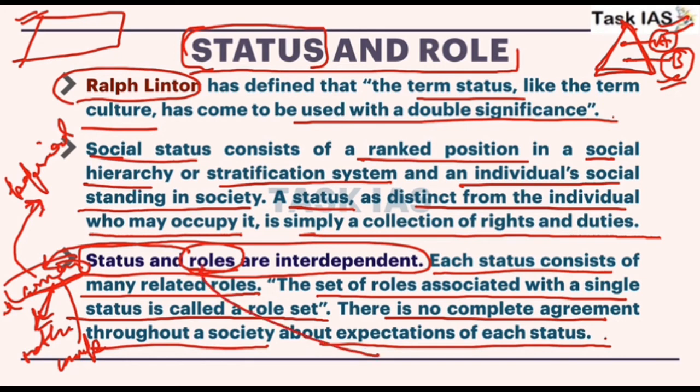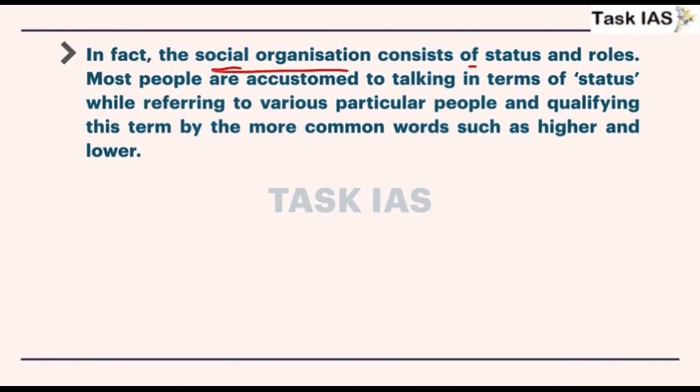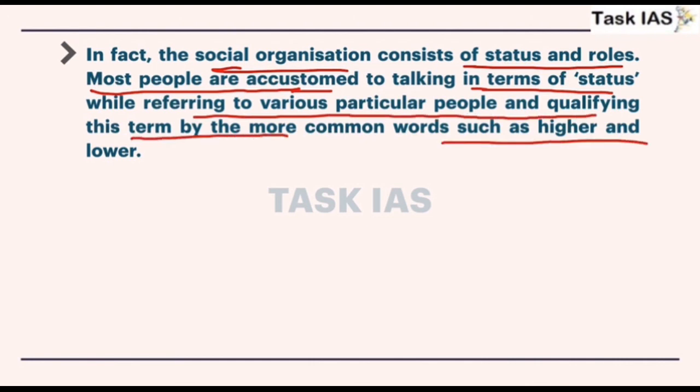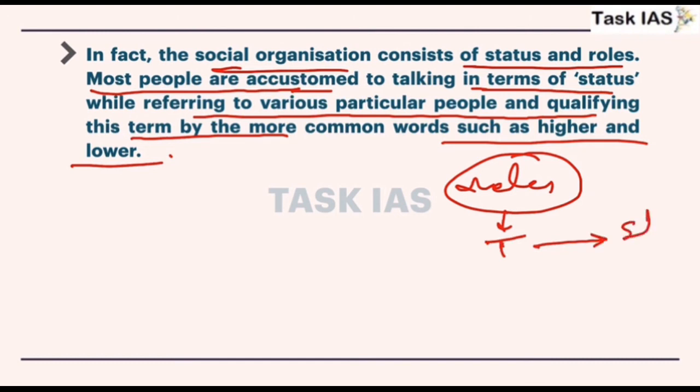Now you can consider the role of a teacher as well as the role of a father. Now an individual has to follow all these roles. In fact, the social organization consists of status and roles. Most people are accustomed to talking in terms of status while referring to various particular people and qualifying the term by more common words such as higher and lower. It simply means there can be different roles, and these roles are generally complementary, because if we consider someone as a teacher, then there must be another individual who is performing the role of a student. If we are saying someone is a father, then another member is generally following the role of son or daughter.